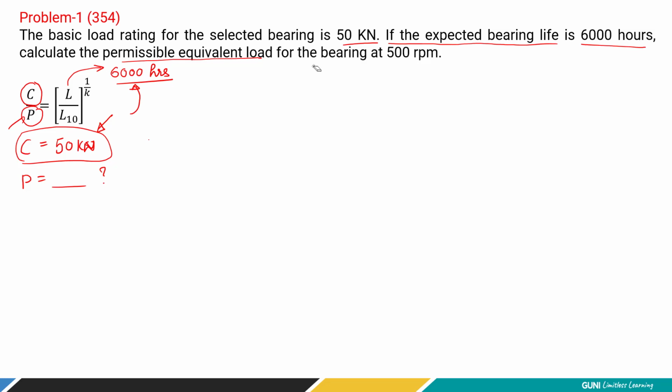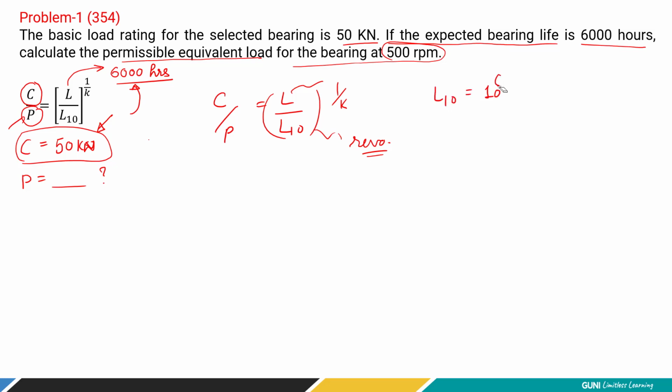When the bearing is rotating at 500 RPM, this is also an important parameter. If you rotate the bearing faster, its service life will be lower. Okay, so here the RPM is given to us. Now this equation, that is C by P is equal to L upon L10 into 1 by K. Okay. Here L is given in terms of revolution. So L10 is taken as 10 raised to 6, यानी कि 10 लाख, 10 lakh revolution.